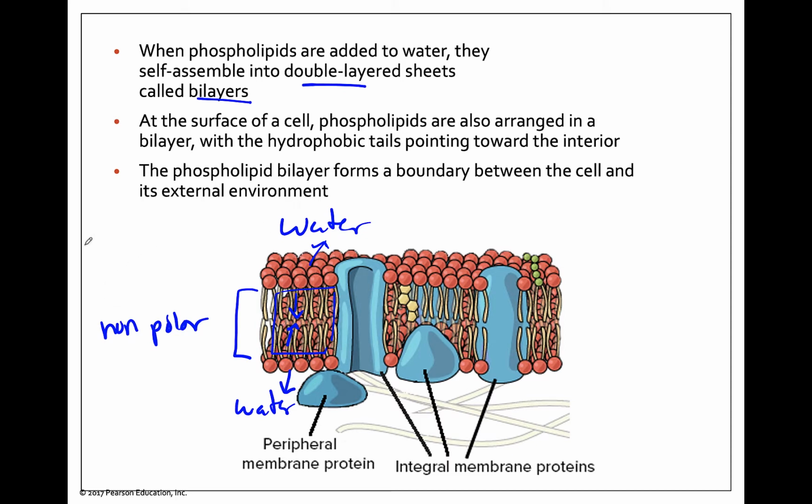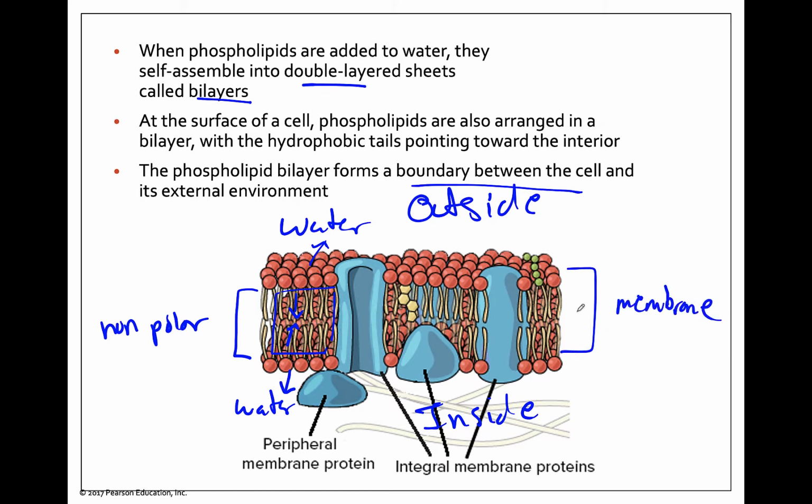And this is actually how we form the membranes that create the boundary between the cell and the external environment. So this would be outside of the cell, this would be inside of the cell, and then this is the cell membrane. So in order for something to pass from the inside or the outside of the cell, it has to be able to go through this hydrophobic nonpolar buffer region.